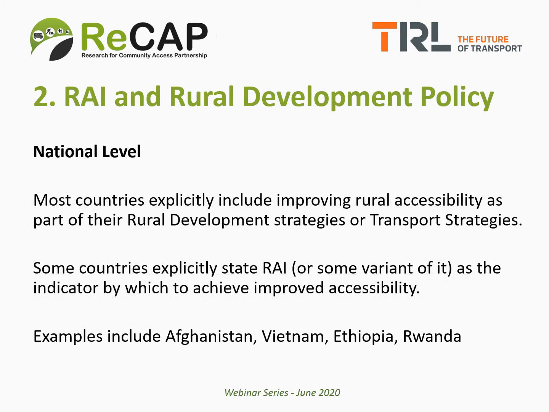The SDG indicator for RAI is reported at a national level. At the national level, RAI is relevant because most countries explicitly include improving rural accessibility as part of their rural development strategies or transport strategies. Some countries specify RAI, or some variant of it, as the indicator by which to measure improved accessibility. In addition, many countries measure accessibility to services such as health and education in rural areas. Those countries that have integrated RAI in their national rural development policies include Afghanistan, Bangladesh, Vietnam, Ethiopia, and Rwanda.